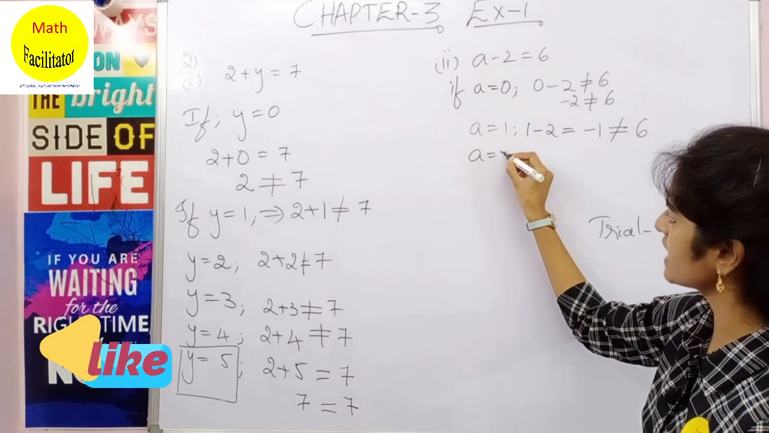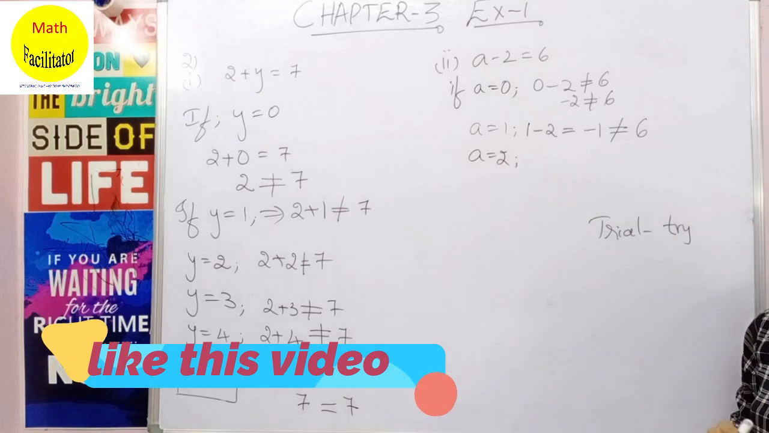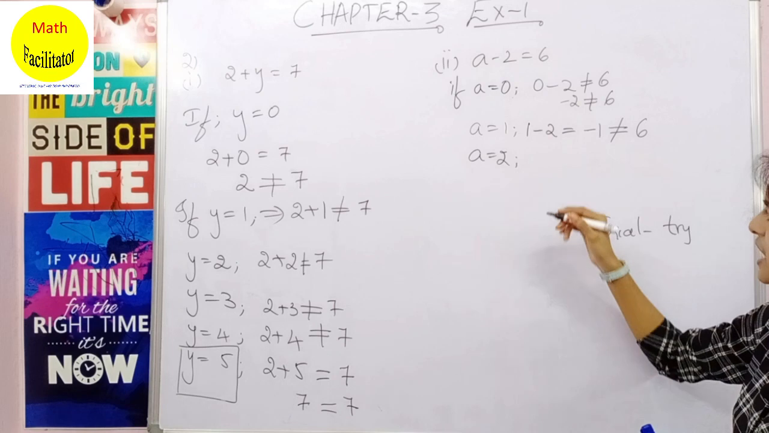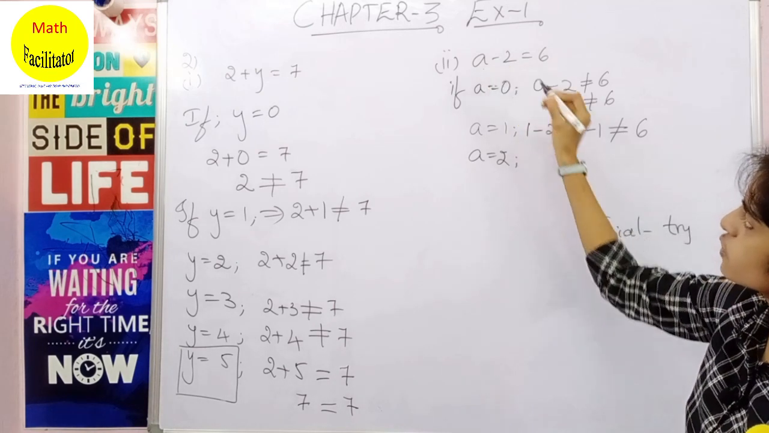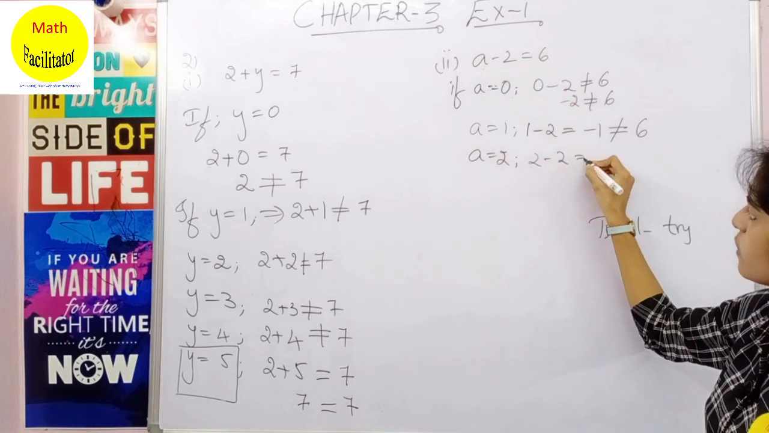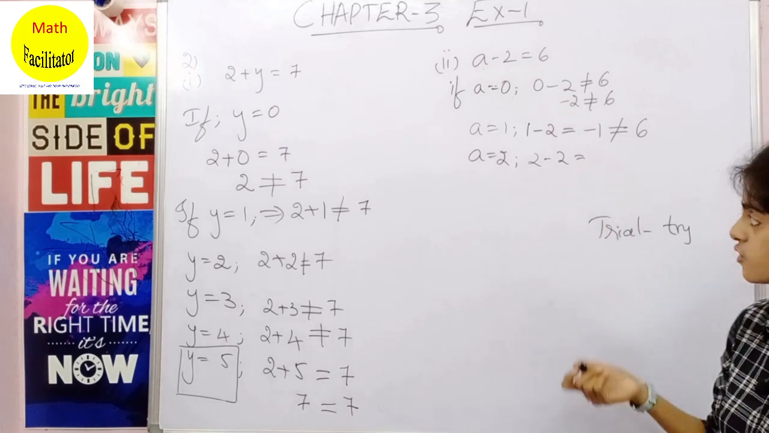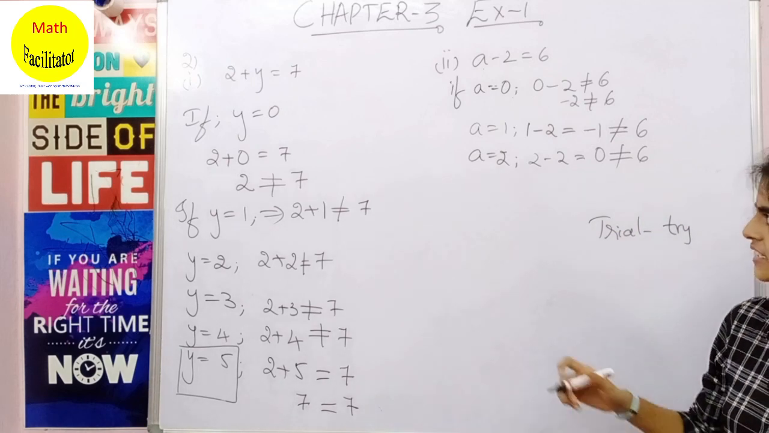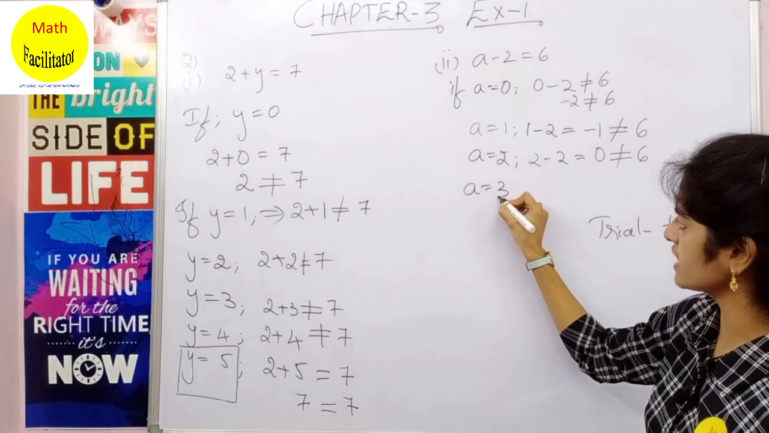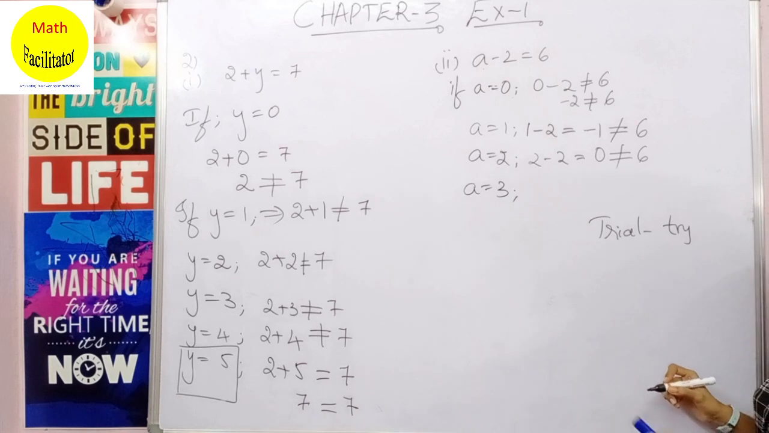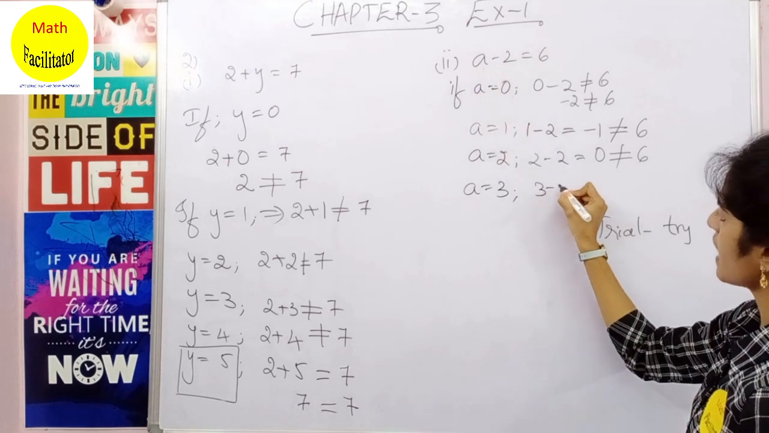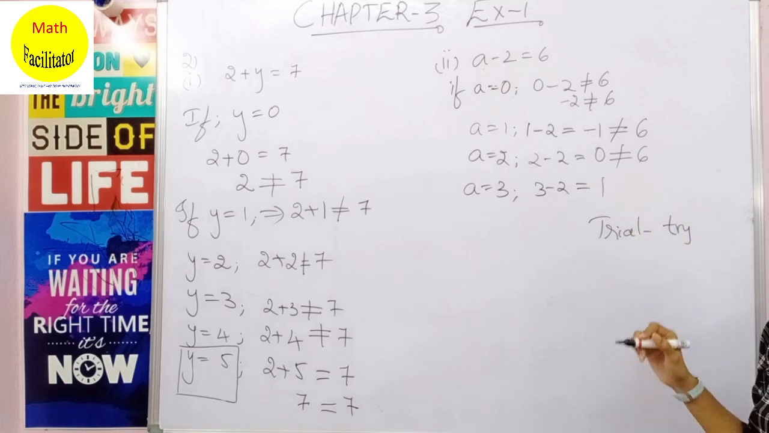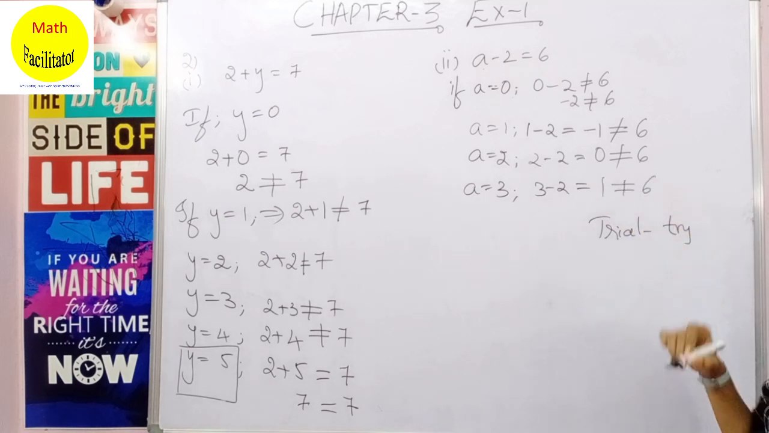Now let us move to the next value, a equal to 2. I am just increasing the value; 0, 1, 2, 3, 4 and so on. When a is 2, substitute 2 here, so 2 minus 2 equal to 0. Is 0 equal to 6? No. Now let us take the next value, a equal to 3. Here you will substitute 3 minus 2. Now what is 3 minus 2? 3 minus 2 is 1. Is 1 equal to 6? No, not equal to 6.